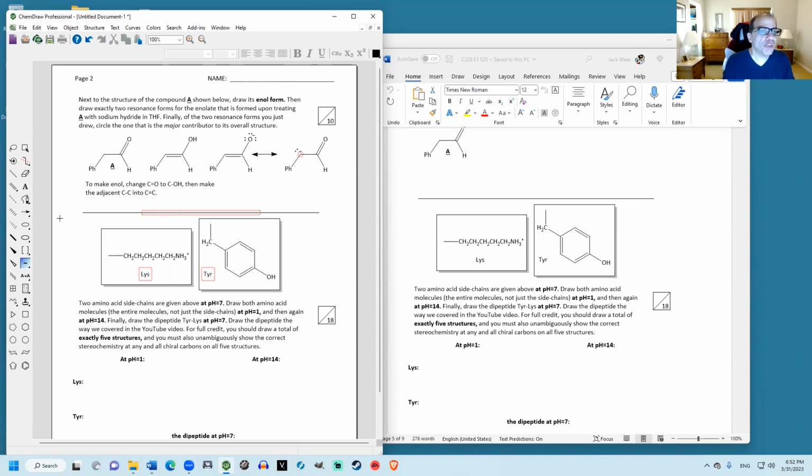Then it says, of the two resonance forms you just drew, circle the one that is the major contributor to the overall structure. And the major contributor is the minus charge on oxygen, because oxygen is electronegative. So that one is the major contributor.